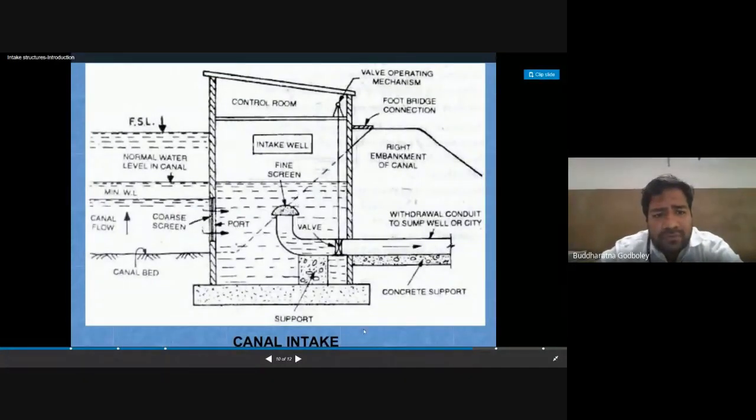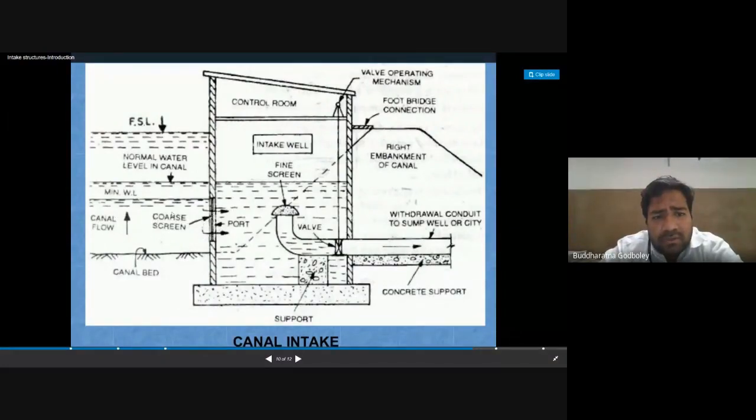Now again, if you see, this complete system will be known as an intake structure. Again you can see here it is a control room. You can see this is a valve operating mechanism which will be attached to this. This is your conduit pipe. The pipe is laid on this concrete support. Then this is your water level, this is FSL, this is minimum. So, flow canal.